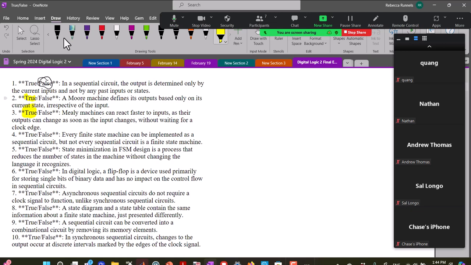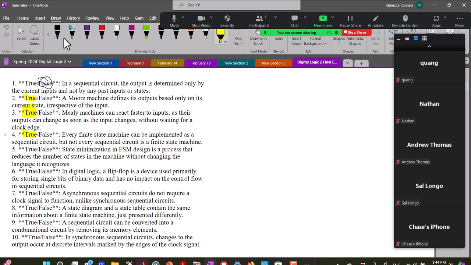Every finite state machine can be implemented as a sequential circuit, but not every sequential circuit is a finite state machine. What do y'all think about that one? Yeah, that one's going to be true, because just because it's made as a sequential circuit doesn't mean it has the characteristics of a finite state machine, which I'm not exactly sure I'd have a good definition for, but I'd know one when I see one.